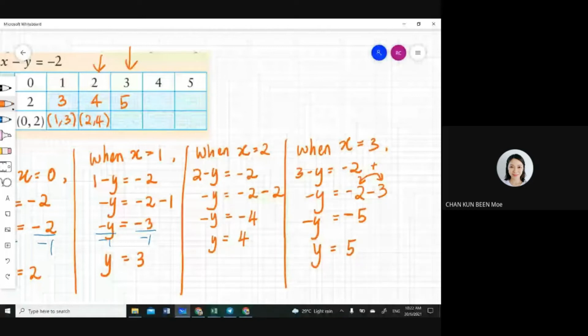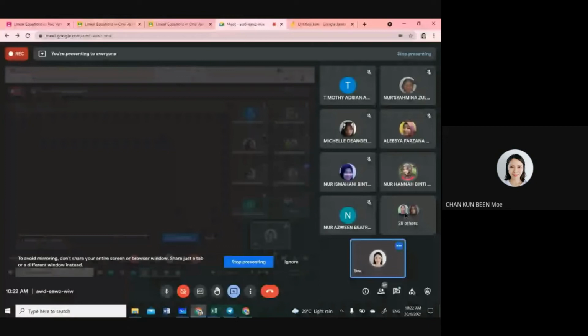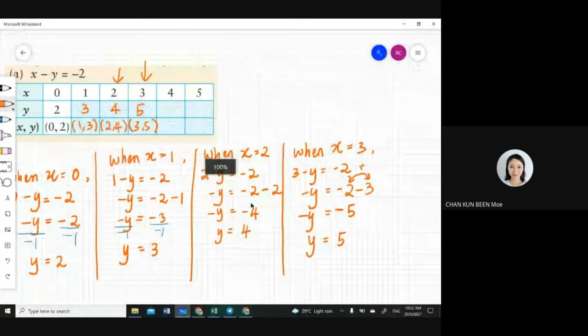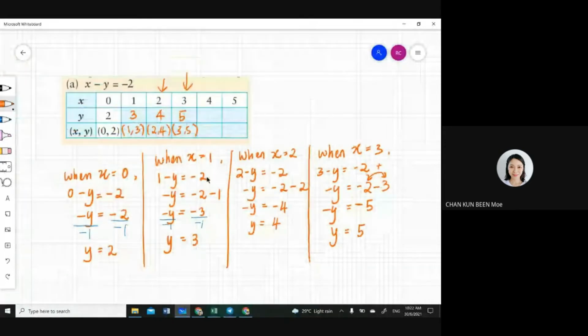Okay, so what is the ordered pair next? 3, 4. Okay, you give me the answer already. Thank you. It is very good. Okay, now I'm not going to continue with the calculation. I assume you already know how to do that. So if you observe carefully, when x is equal to 0, 1, 2, 3, 4, 5, the pattern just plus 1, plus 1, plus 1, right? And then we will get the answer, 2, 3, 4, 5. The pattern is just nice, isn't it?